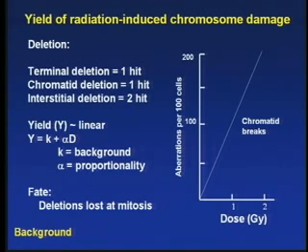Y is the total yield, how many aberrations per 100 cells. K is a constant for the background chromosome aberrations. And alpha would be some kind of dose coefficient. For instance, for different types of radiation, X or gamma ray versus neutron or alpha particles, you have a different constant here. So it's very easy to understand.